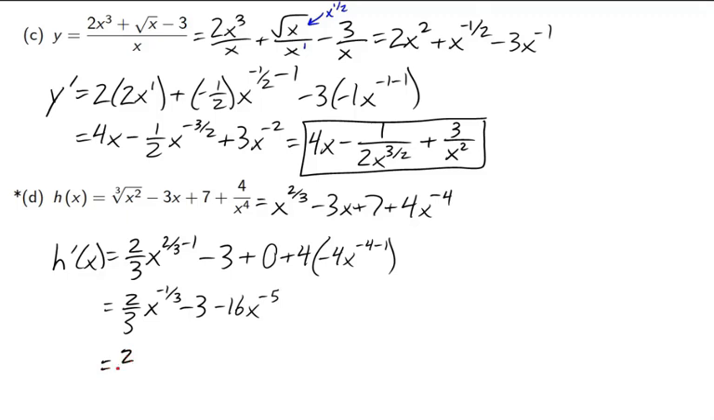One more simplification. The x to the -1/3 can be moved to the denominator, which this time I will write as the cube root of x. And the x to the 5th can be moved to the denominator with a positive power.